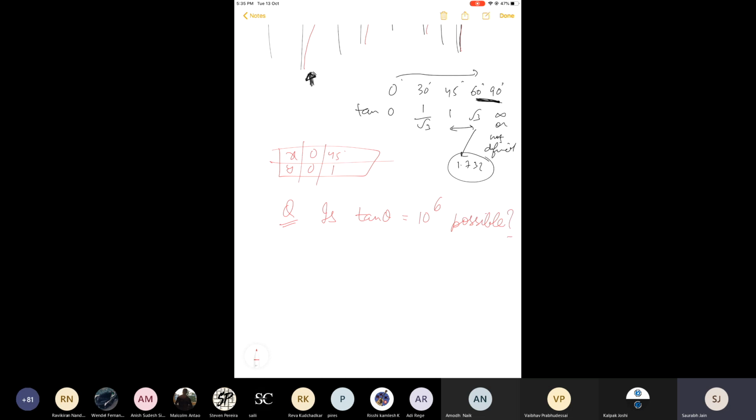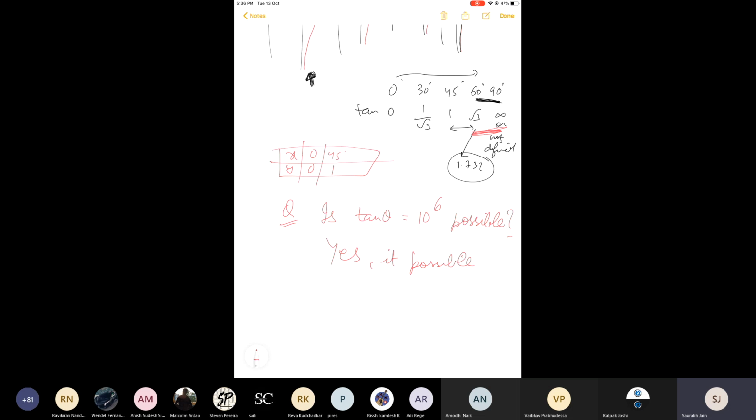So this is the question for you. Is tan theta equals 10 to the power 6 possible? Yes or no? That means, is there any angle available for which tan is 10 to the power 6? What is your answer? Yes, yes, it's possible. That's correct.